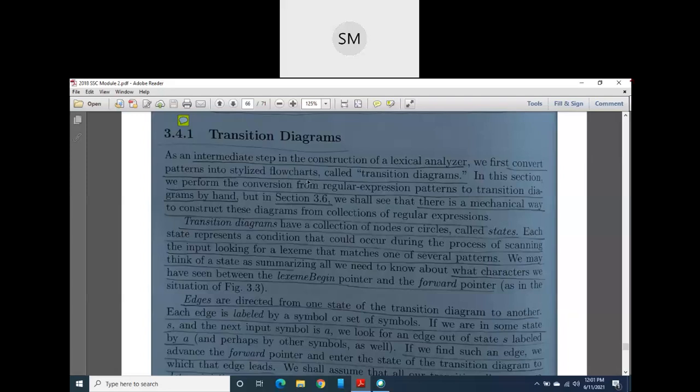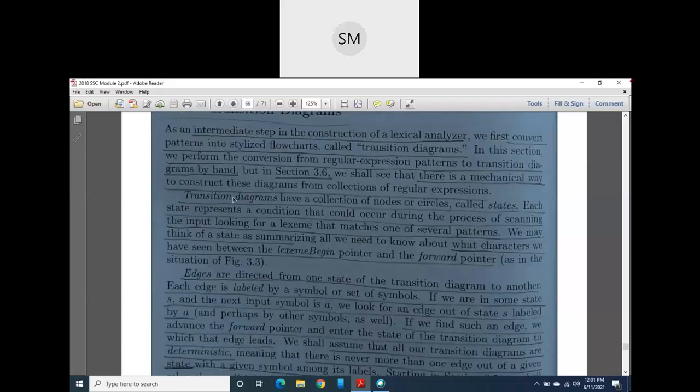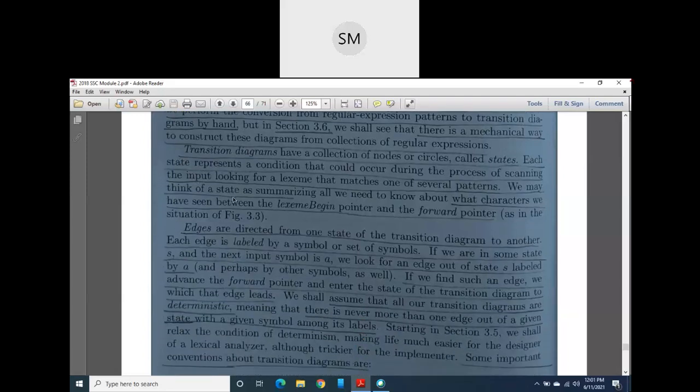So here we are going to perform the conversion from regular expression patterns to transition diagrams. We had written the patterns as regular expressions, right? So these patterns we will convert into transition diagrams by hand. There are some methods for this.